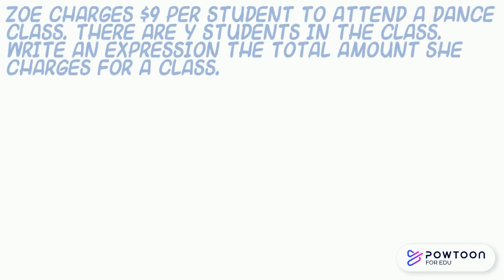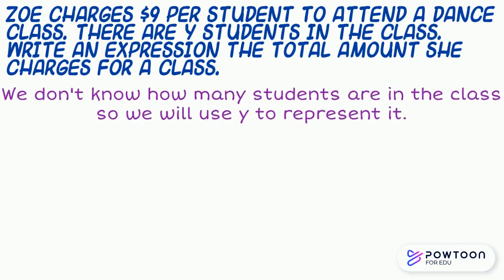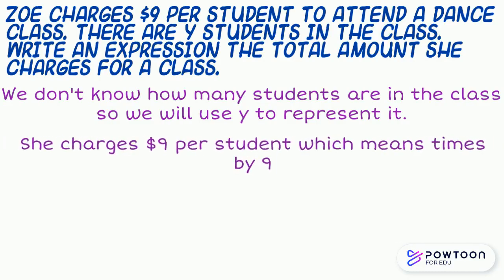Zoe charges $9 per student to attend a dance class. There are Y students in the class. We want to write an expression for the total amount she charges for a class. Again, we don't know how many students, so we're just going to use Y to represent it. She charges $9 per student, which means times by 9. This means it is just Y times 9, but again, we always put the number first, so the answer is actually 9Y.